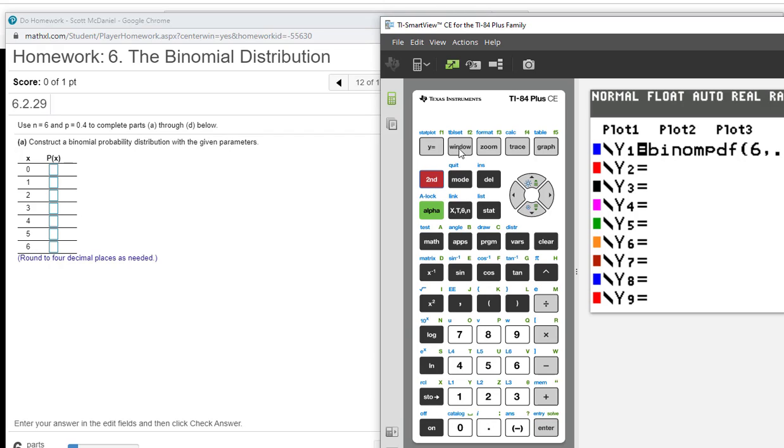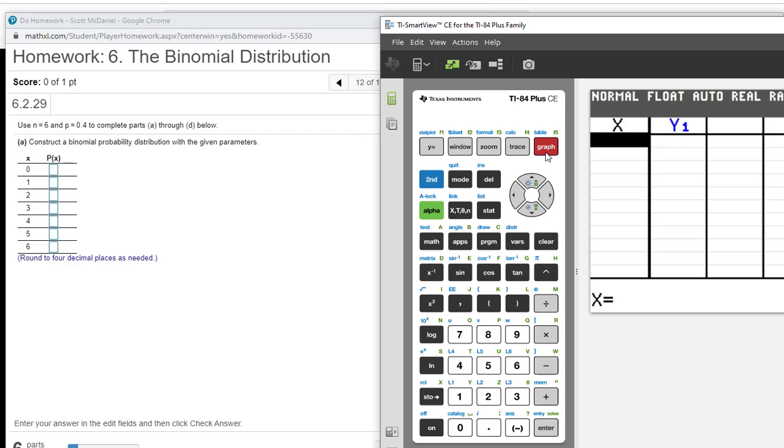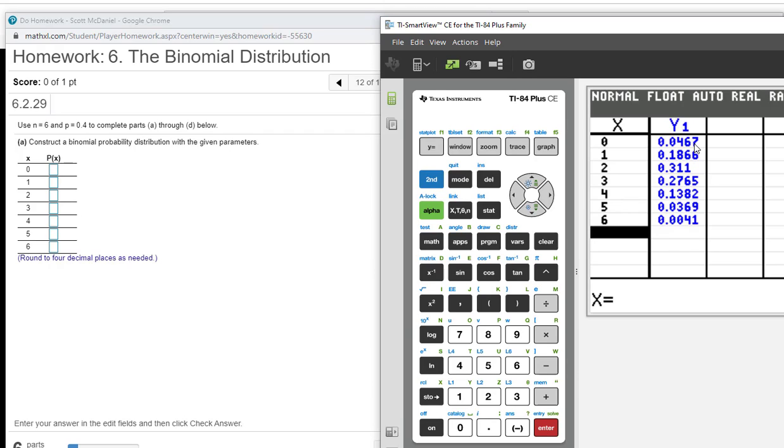So press second table set just to make sure. We'd be okay if we're on auto, but I like going over here to ask. So scroll over for independent and select ask. Then press second graph for table. And now I can put in my value, 0, enter, 1, 2, 3, 4, 5, 6. Okay, so a very nice way to compute these very quickly. So you just populate these out.